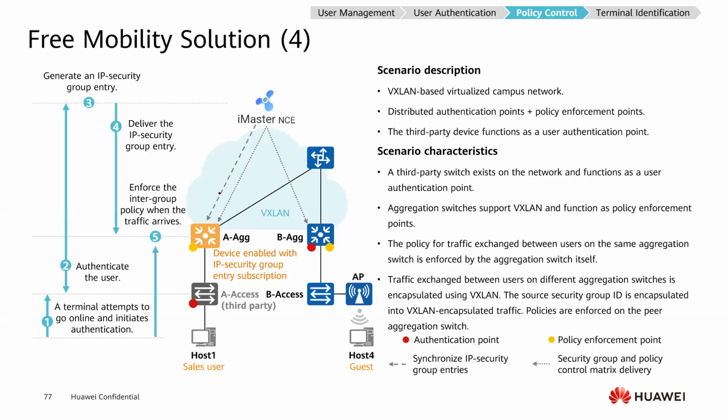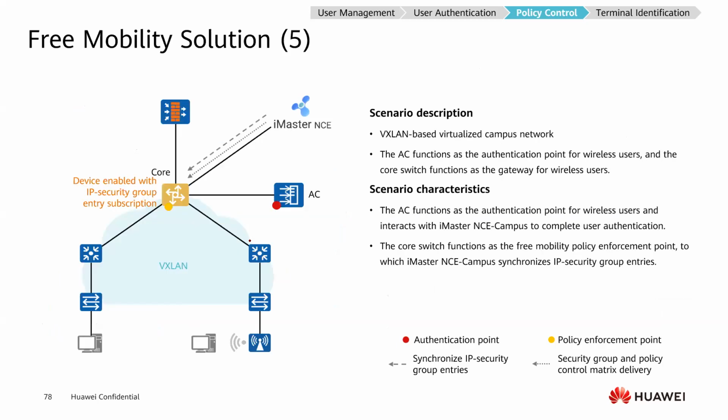And it also supports the authentication point being on a third party. That means it's not Huawei's devices. You can regard this scenario as separating the authentication point from the enforcement point. For the enforcement point, you just ask for the IP security group from the controller, and you can also do the traffic control on the aggregation devices, which act as the policy enforcement point.